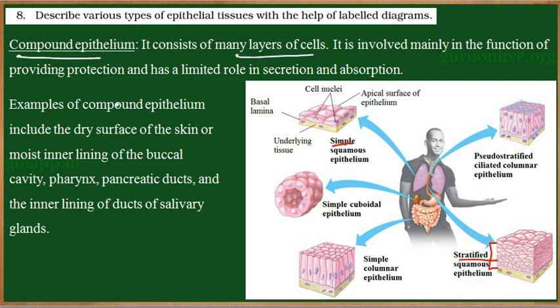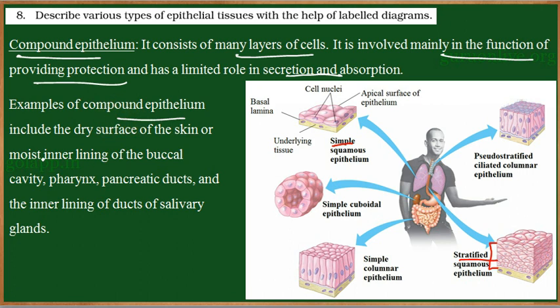So here they are not involved in transportation of substances, secretion or absorption. Since many layers are present, diffusion cannot take place. And since again many layers are present, secretion and absorption is difficult. But the main function of compound epithelium is to provide protection. So their main function will be to provide protection. So let's learn about their location.